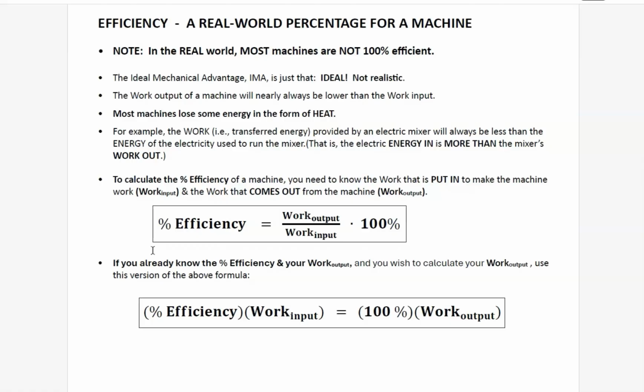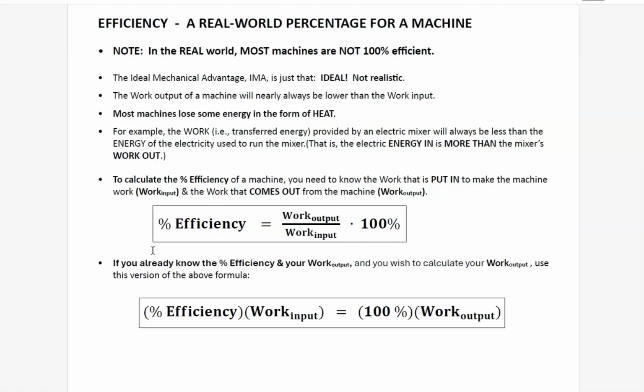So if you want to calculate the percent efficiency of a machine, it's actually pretty easy if you know how much energy you put in and how much energy you got out, how much work you put in and how much work came out of the machine. You literally just divide the amount of work that you got out, which is going to be less than the work you're putting in. So the top number, the numerator, is going to be a smaller number than the denominator. And then you're going to turn that into a percentage by just multiplying it by 100%. And that will give you the percent efficiency of a machine.